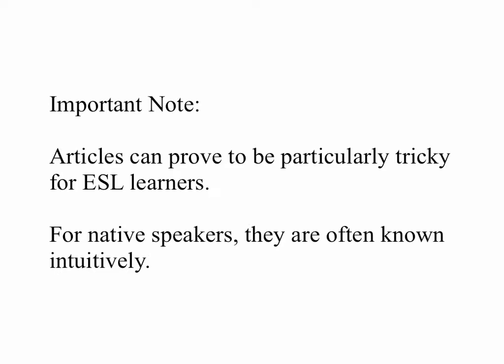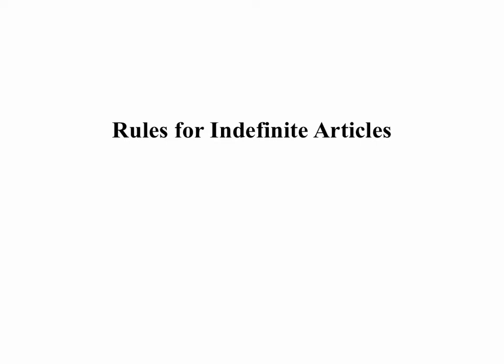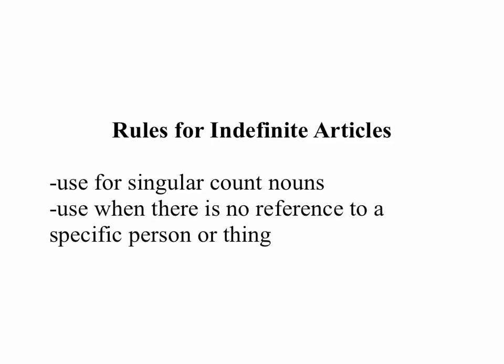So native speakers don't walk around thinking about the rules for articles, but you and I should probably talk about them. Rules for indefinite articles. So the indefinite articles are just a and an. You use a and an for singular count nouns. You use a and an when there is no reference to a specific person or thing.